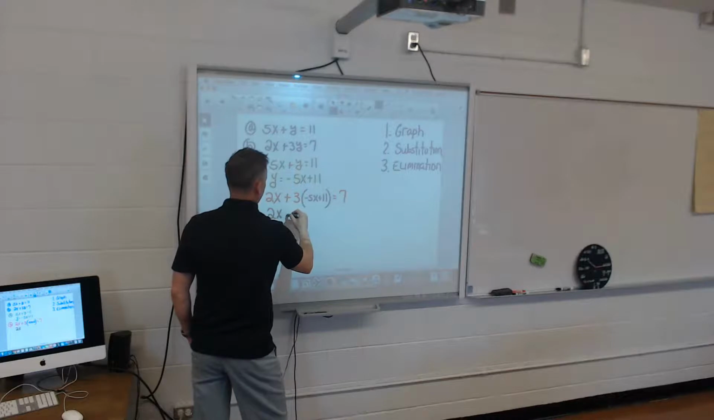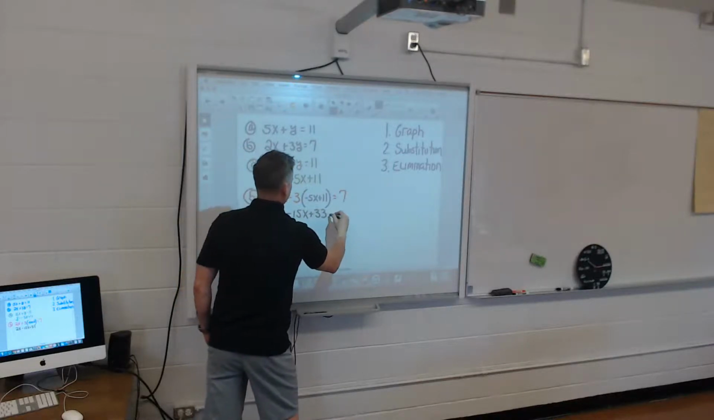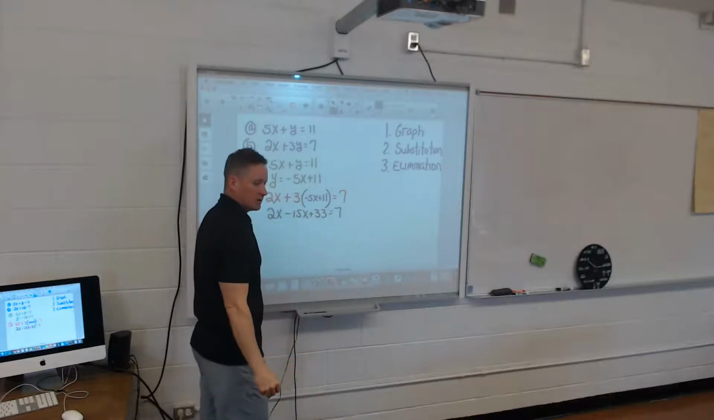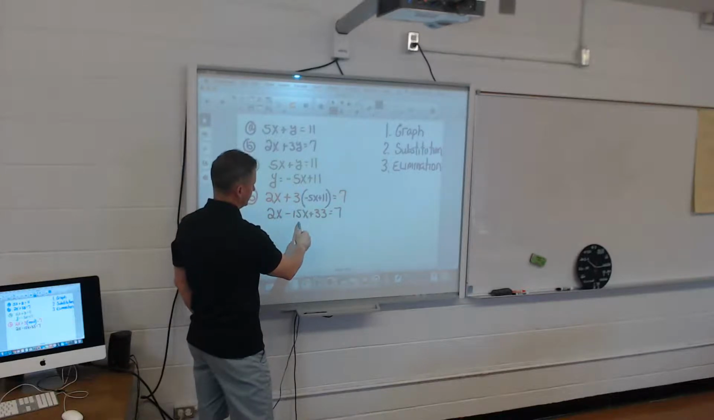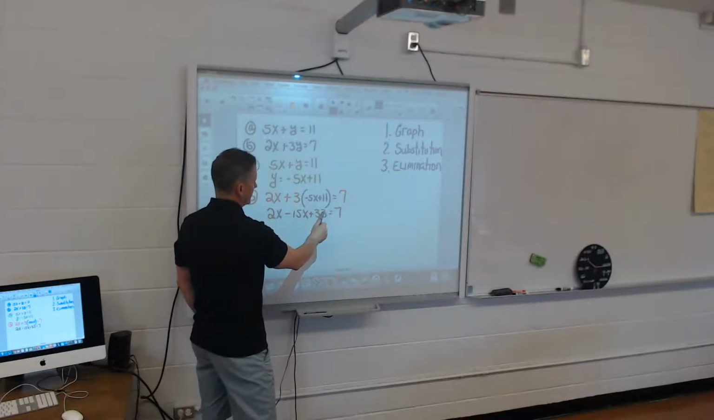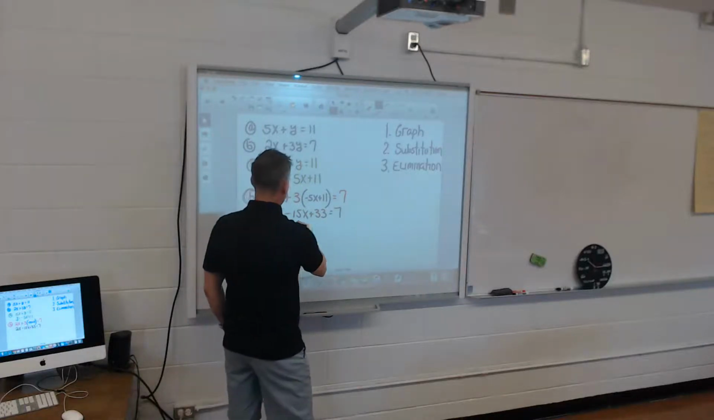2x minus 15x plus 33 equals 7. So what I've done here is I've multiplied 3 through the brackets. 3 times negative 5x is negative 15x. 3 times 11 is 33. I'm going to collect my like terms.